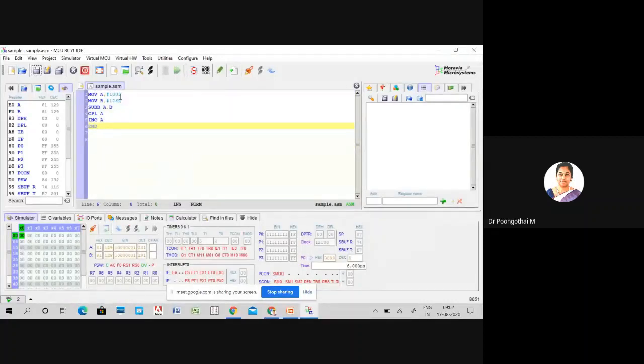So in the first line, the accumulator is loaded with 100. According to the given problem, the given input is a decimal number. So I'm loading the accumulator with 100 and the B register with 126, and subtracting the B register from the accumulator. Your result is in negative form. For converting into true form, I am using complement accumulator and increment accumulator. So we will execute this code step by step.